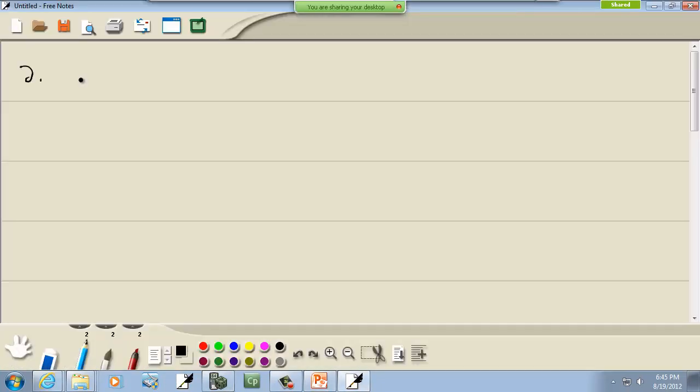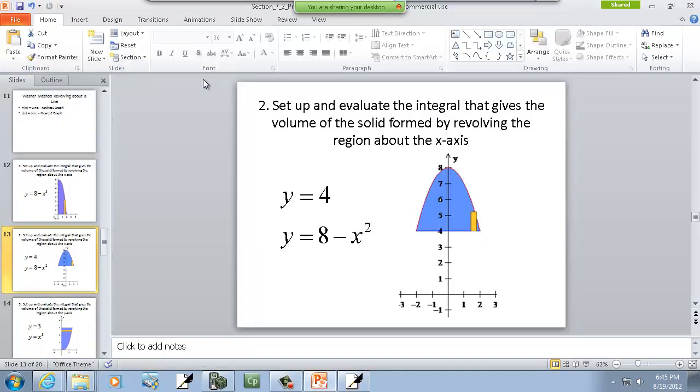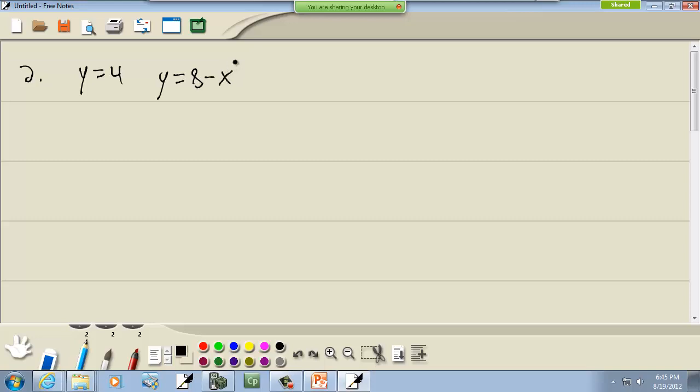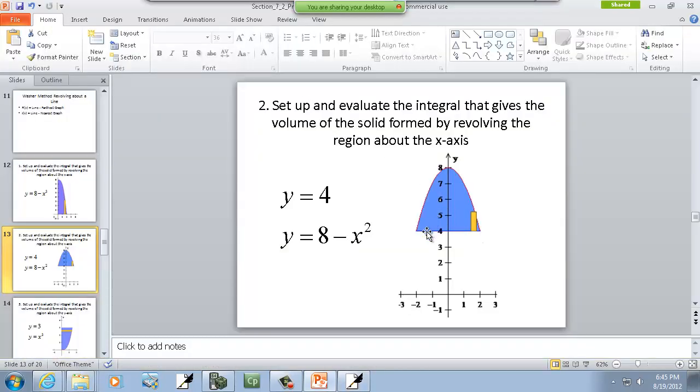So we got y is equal to 4, and y is equal to 8 minus x squared. Now, this is going to be formed by a revolving region around the x-axis. Notice how there's a gap right in here. So if I revolve that around, it'll look like a flat donut, a standing up flat donut. Okay, so around the x-axis.